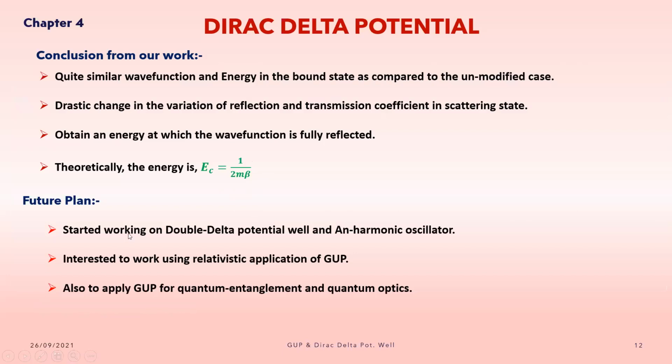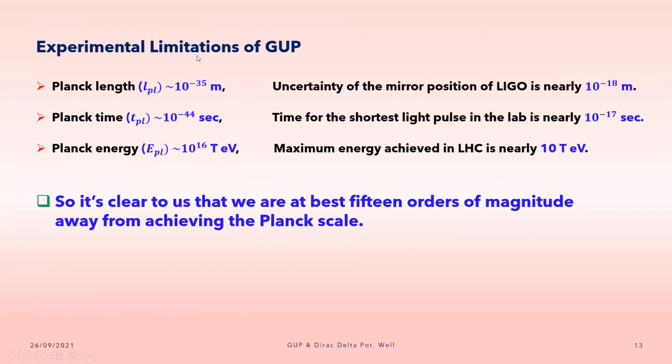So there is some future plan on which we have started working: double delta potential well and anharmonic oscillator, and we are also interested in the application of GUP to the relativistic case, and also to quantum entanglement and quantum optics. And at last, I just want to say there is a limitation of GUP, because although we are defining the GUP theory, till now there is no experimental verification of it, because we don't have any apparatus or device by which we can reach that Planck scale.